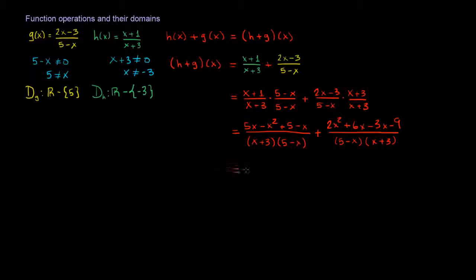Now I'm going to proceed to do this addition. First I'm going to simplify this out. Here I'm going to have negative x squared plus 5 times x plus 5 over x plus 3 times 5 minus x, and then on the other one would be 2 times x squared minus 3 times x minus 9 over the same.